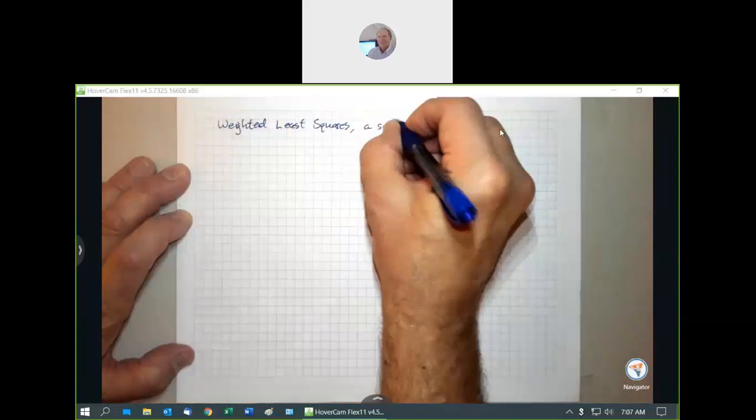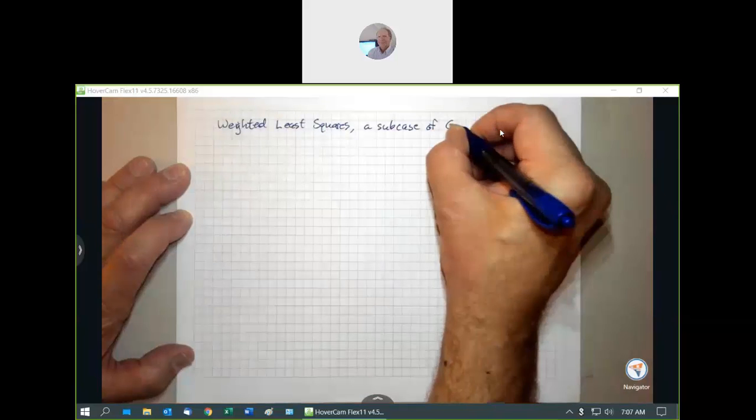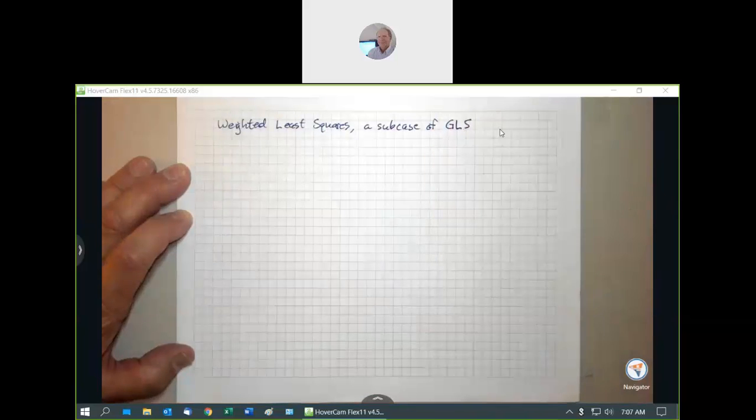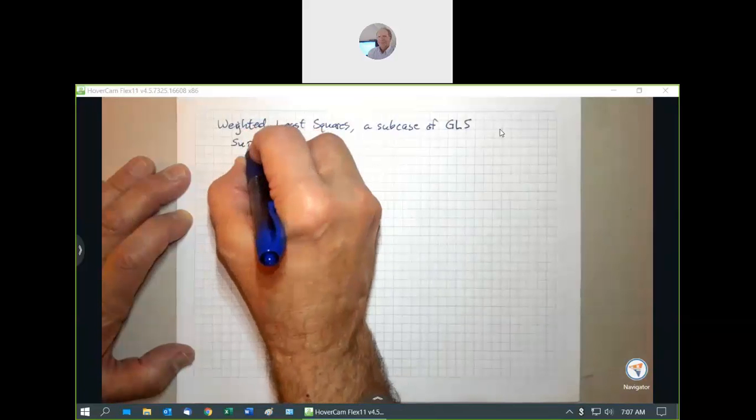A subcase of GLS. Remember, generalized least squares meant that we transformed the data and the errors in such a way that they would meet the Gauss-Markov assumptions, and then we would just use ordinary least squares. Well, let's see how this might work when we have a heteroskedastic error.